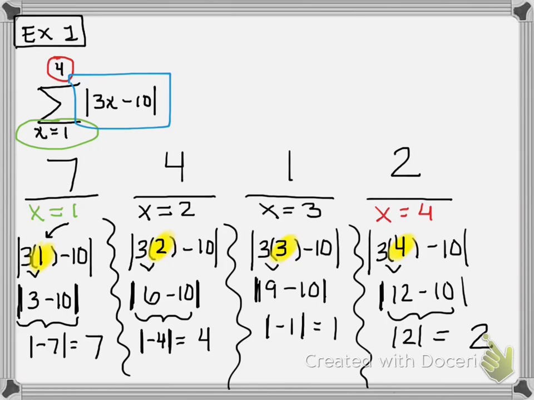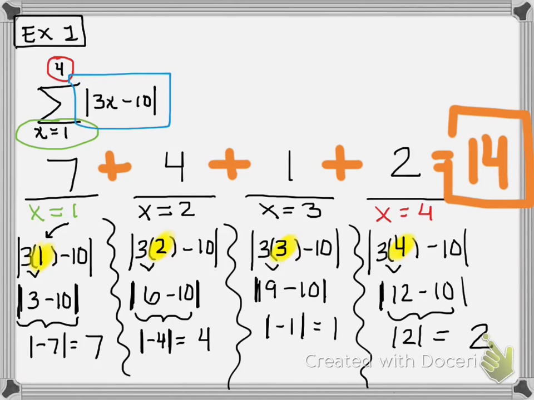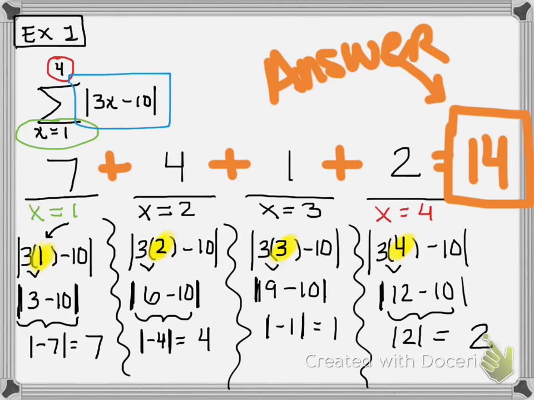Now, just like we did with our first day of sigma notation, we're not done yet until we add up all of our pieces together. So 7 plus 4 plus 1 plus 2 gives me a total of 14. And 14 here is my answer. So again, I want to make sure that you make it clear what your answer is in these problems. So we add them all up, we get 14.